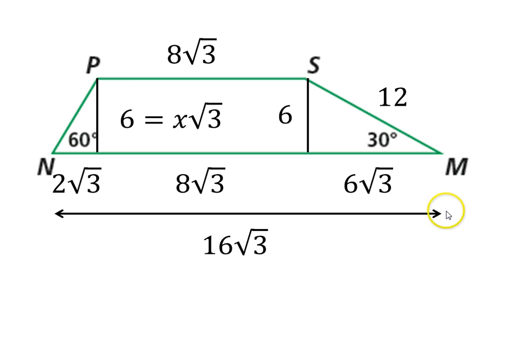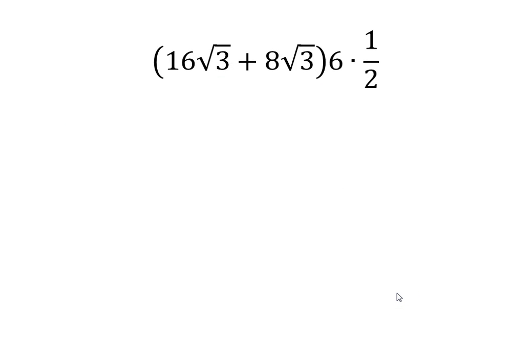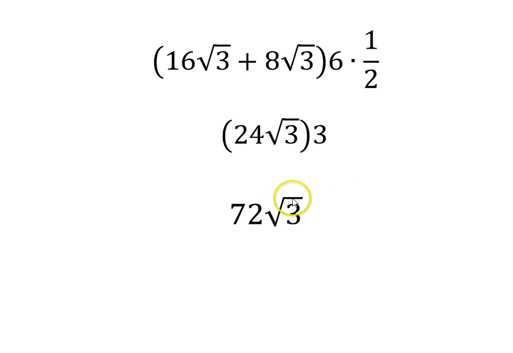Now we have base 1, we have base 2, and we have the height. Here it is plugged into the area of a trapezoid formula. Base 1 plus base 2 times the height times a half. What's that look like? There it is again. Simplifies to this. The 24 roots of 3 come from 16 roots of 3 plus 8 roots of 3. That's where this comes from. 16 plus 8 is 24. The 3 comes from 6 times a half. And then 24 roots of 3 times 3 is going to be 72 roots of 3.